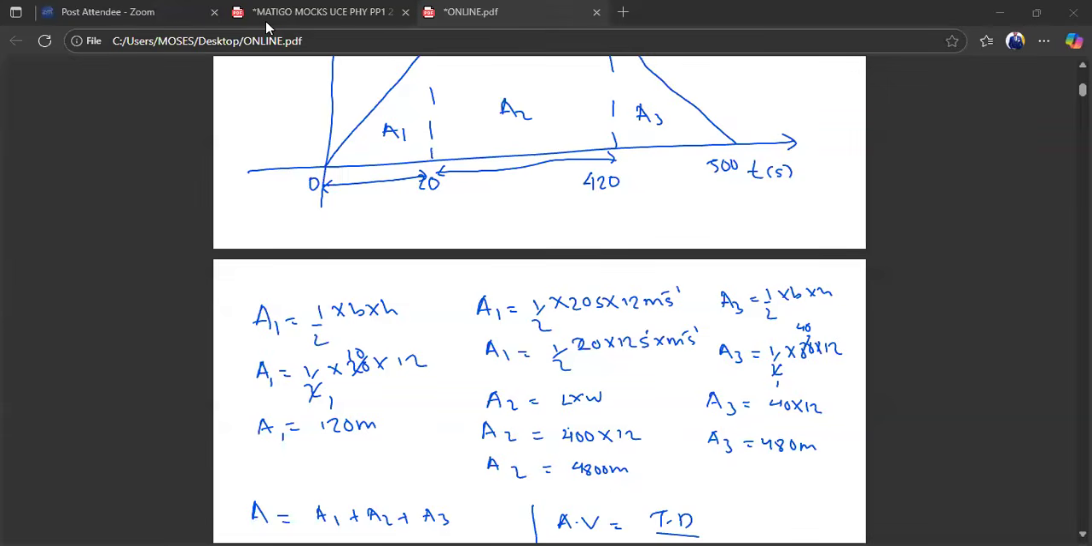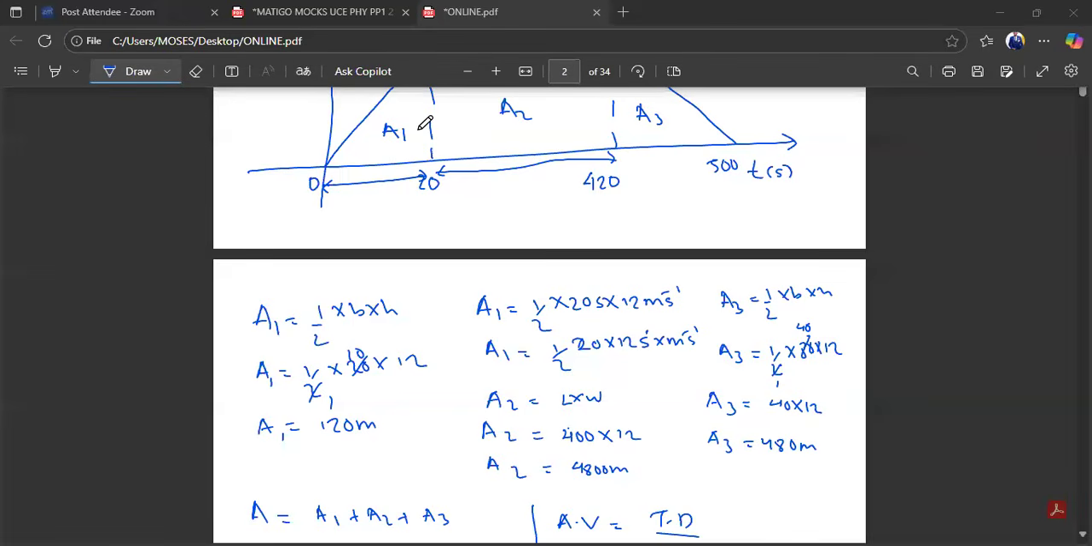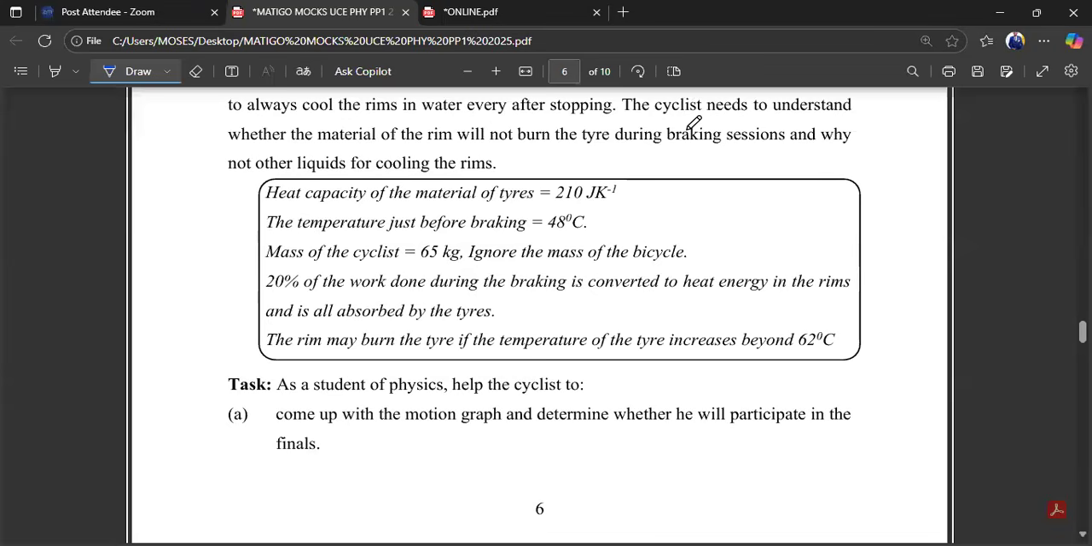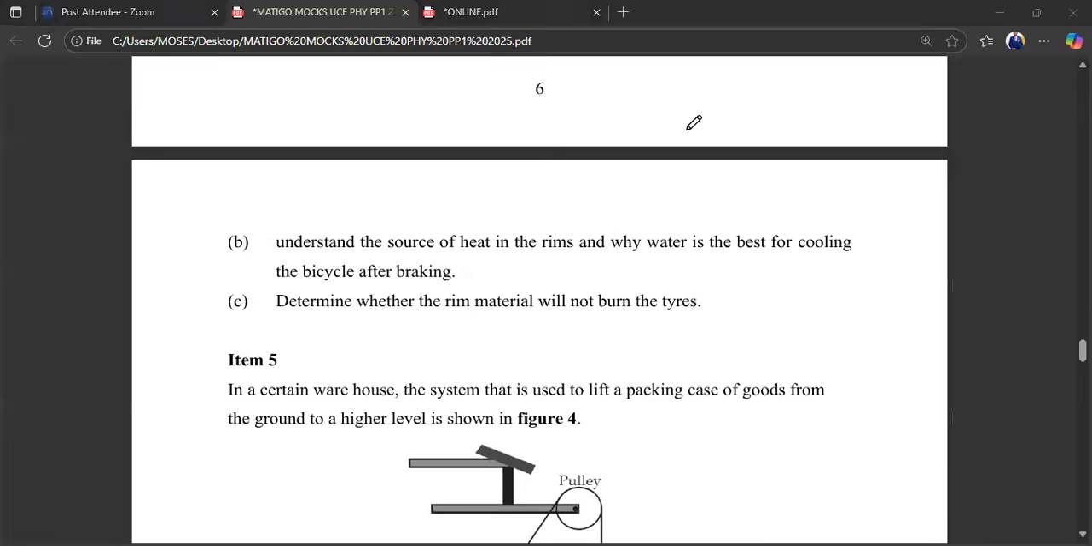Okay, let us look at part B. Part A is done. Now, part B, they are saying, understand the source of heat in the rims and why water is the best for cooling the bicycle after braking. Here, they want us to understand, where does this heat come from? And explain why water is the best for cooling the bicycle after braking.